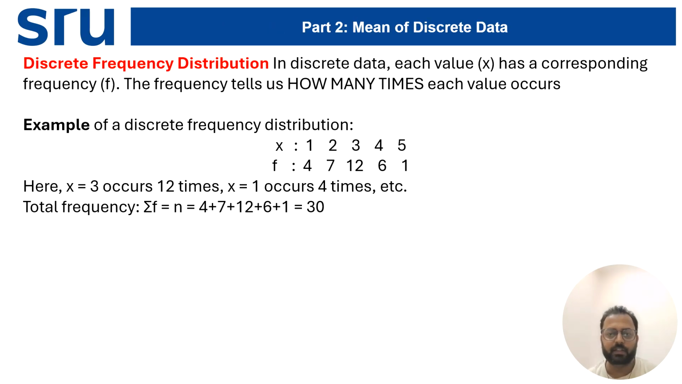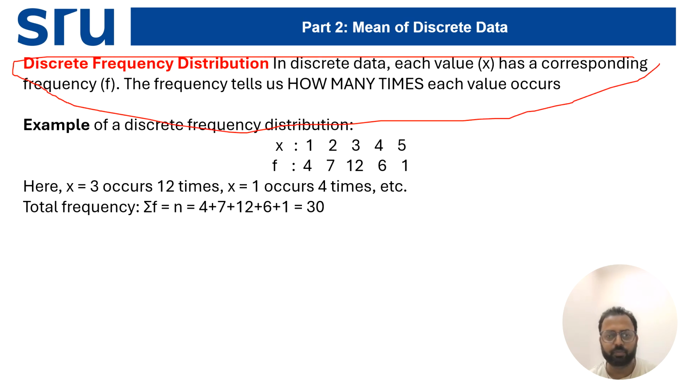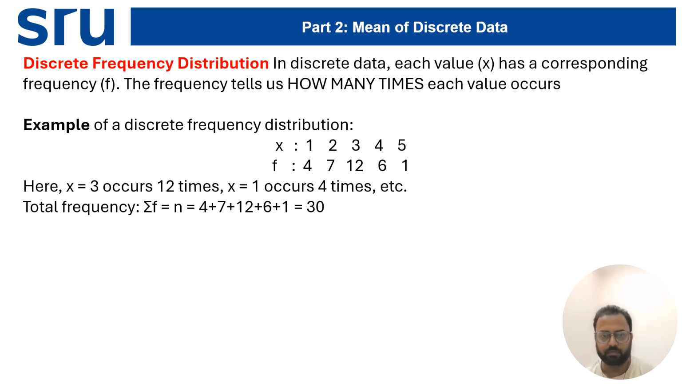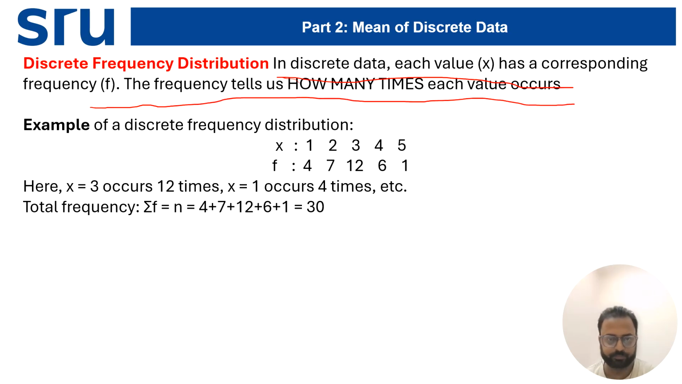So now come to the next type, mean of discrete data. When data is discrete, each value x has a corresponding frequency. The frequency tells us how many times each value occurs.